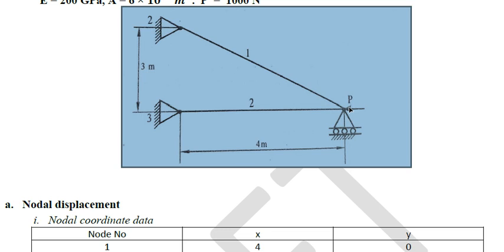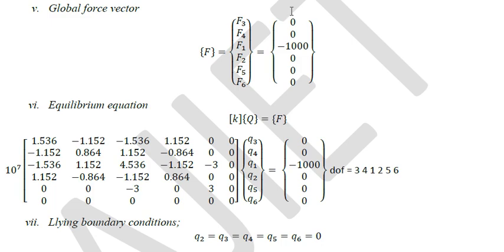Degree of freedom is 3. At node 1 P is applied like this. It is away from the x-axis. At node 3 there is no force. So at node 2 there is no force. At node 3 only force in x direction, that is negative. There is no y direction force at node 2. This is node 1 x direction force. So degrees of freedom maintained here is 3, 4, 1, 2, 5, 6.